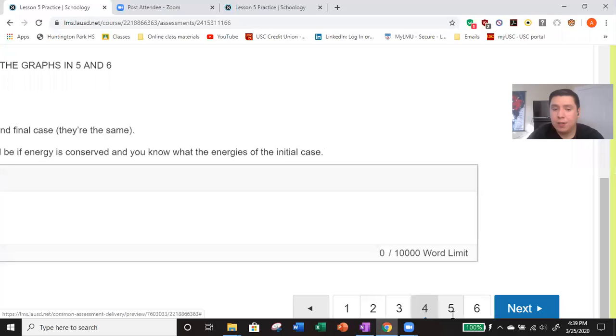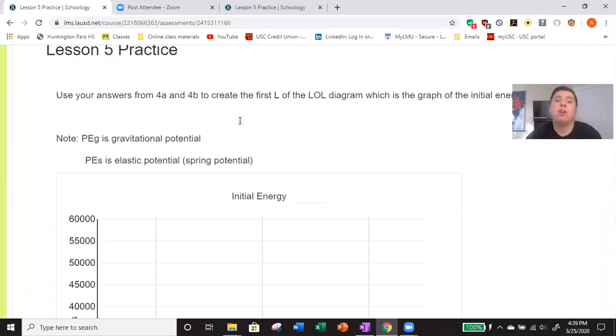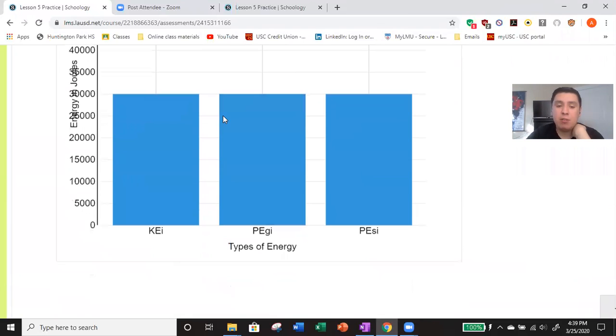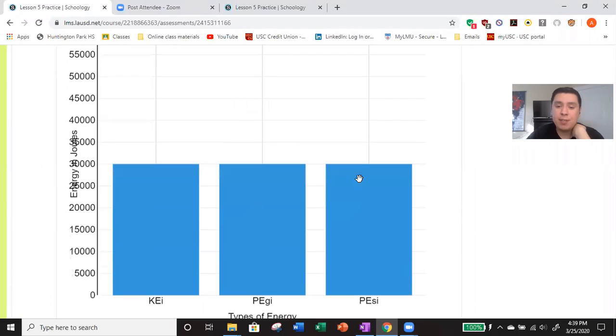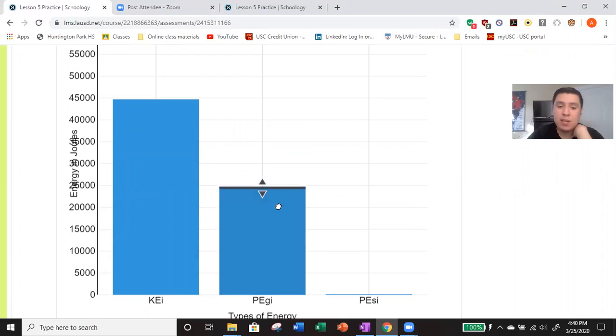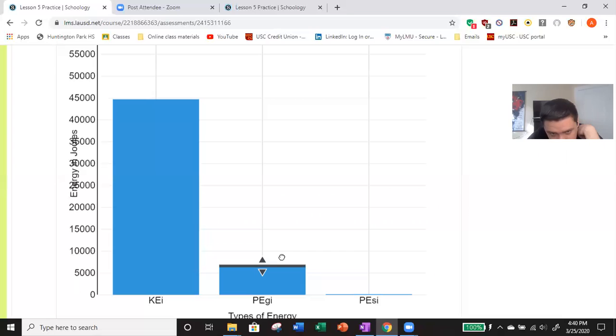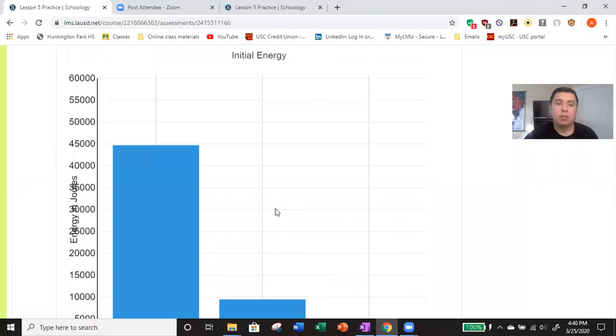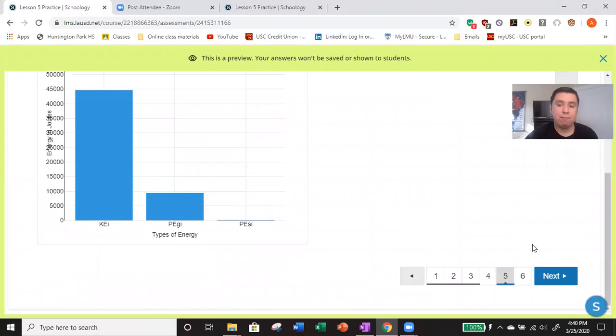All right. Now we're gonna do the first part of the first L of the LL diagram. So the initial case, we said there was only kinetic and potential. And we calculated kinetic and the potential energy. So we're just gonna fill this table out. In the first case, there's no spring, so this should go to 0. And we calculated kinetic energy to be 45,000, so you should put that at 45,000 down there. And this should be 10,000, because that's what we calculated the potential energy to be for gravity. So that'll be your graph.